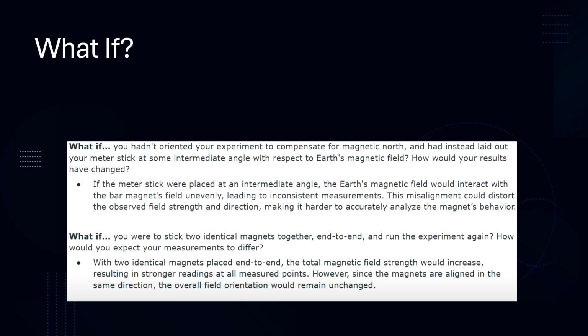The next what-if question is: if we were to stick two identical magnets together end to end and run the experiment again, how would you expect your measurements to differ? With two identical magnets placed end to end, the total magnetic field strength would increase, resulting in stronger readings at all measured points. However, since the magnets are aligned in the same direction, the overall field orientation would remain unchanged.